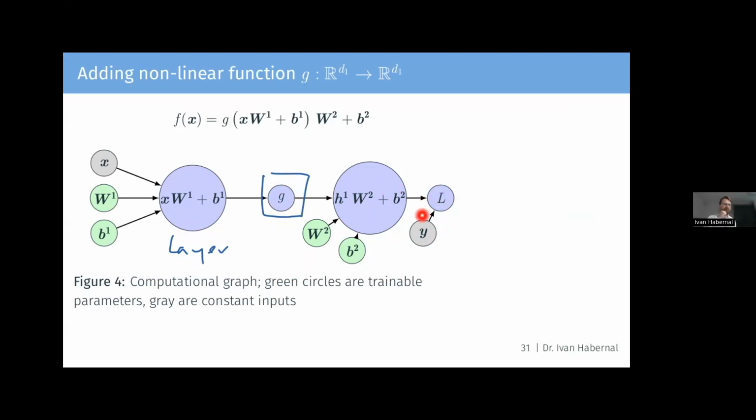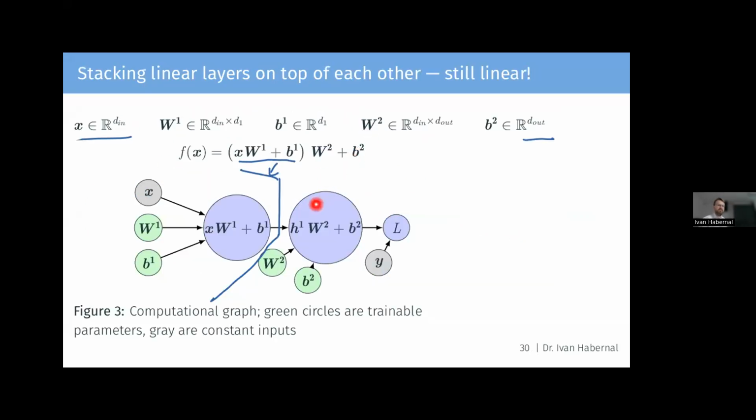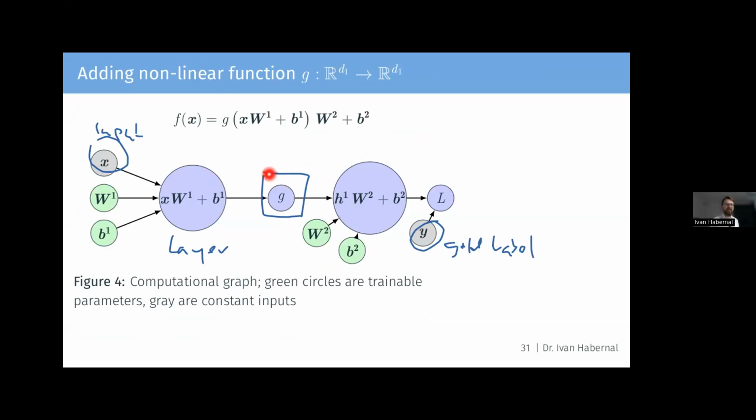Where's the y? What is the y? X is the input, and y is the label. Yes, so this is the same setup. We have an input, and this is the gold label, as we had before, but this is in between. The transformation is getting more complicated. Here it was just two linear transformations on top of each other, but they don't give any added value because it will still be linear, like two matrices after each other. But here we're adding a nonlinear function in there, which we typically call an activation function.